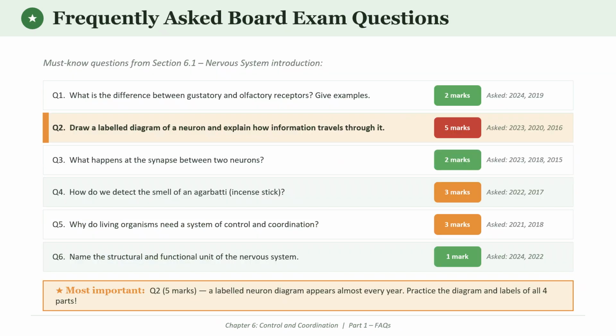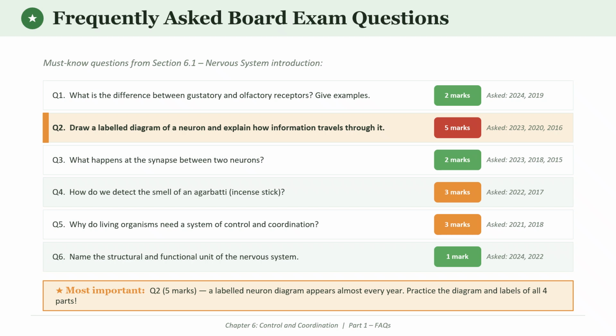Here I have given some frequently asked board exam questions. The first one: what is the difference between gustatory and olfactory receptors? Give examples. It is a 2-mark question, asked in the years 2024 and 2019. Draw a neat labelled diagram of a neuron and explain how information travels through it is a very important, often asked question, children. I have already explained this to you. It was asked in 2023, 2020 and 2016.